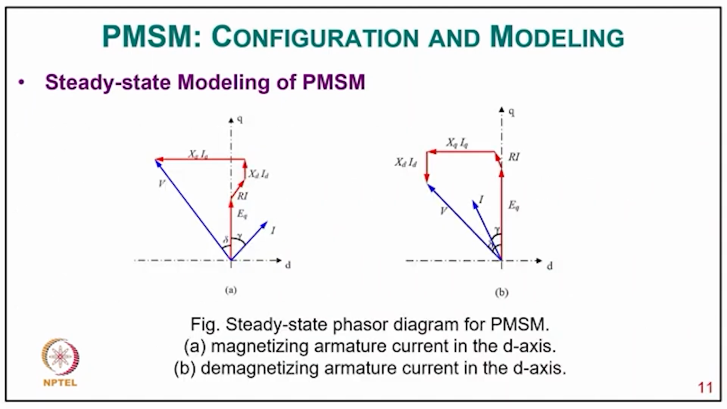Typically, you can see the phasor diagram for the magnetizing effect of armature in the D axis and the demagnetizing effect in the D axis. As you can see here, the magnetizing and demagnetizing effects are both shown by providing the value of the exciting current in the two cases.